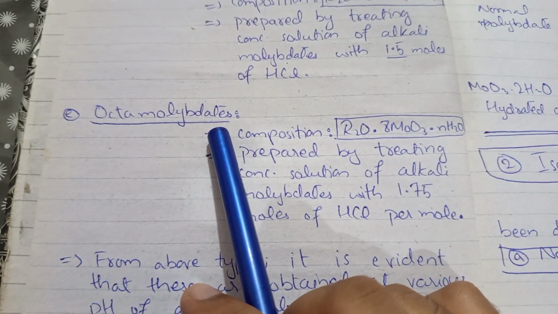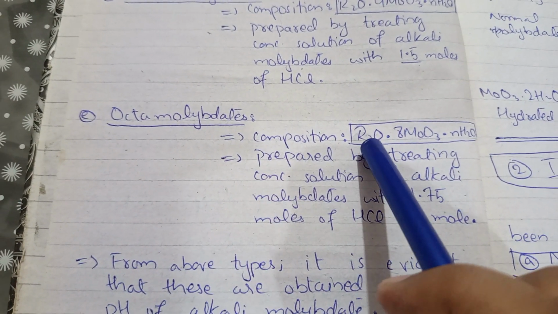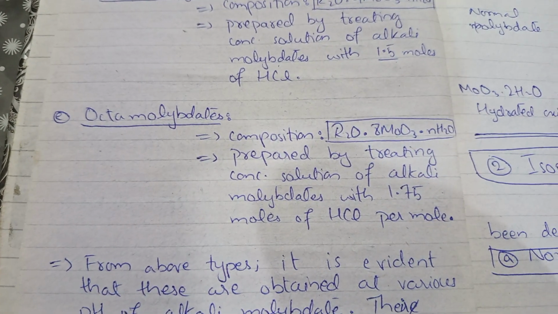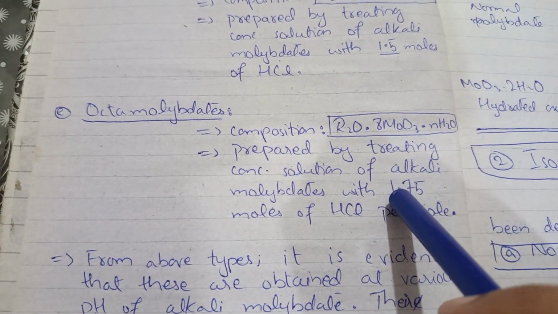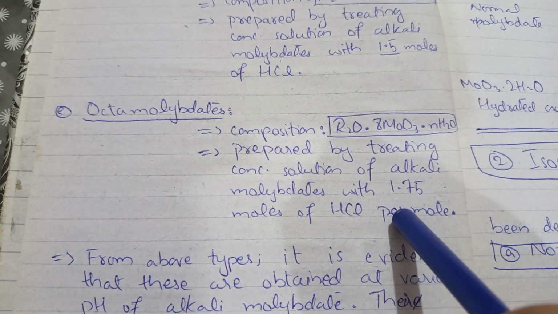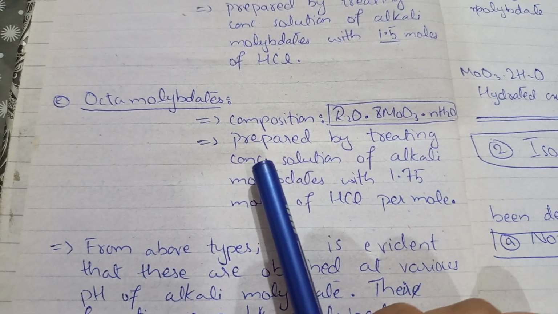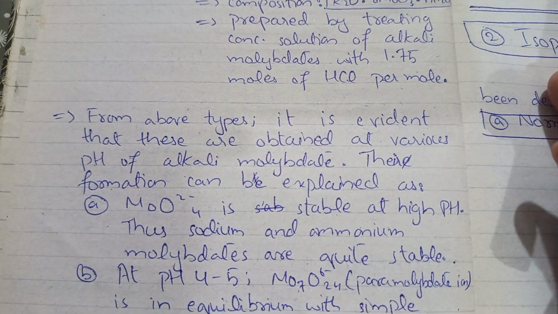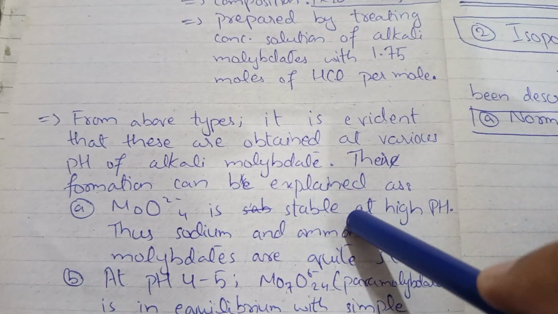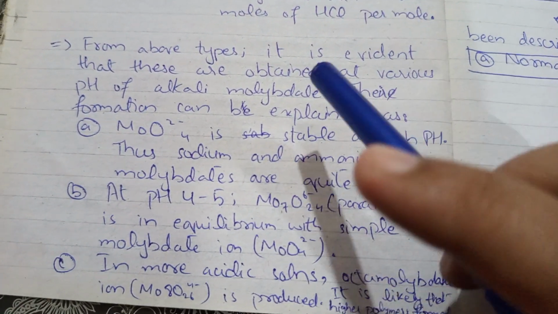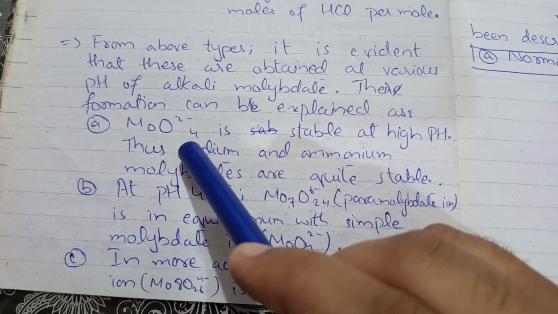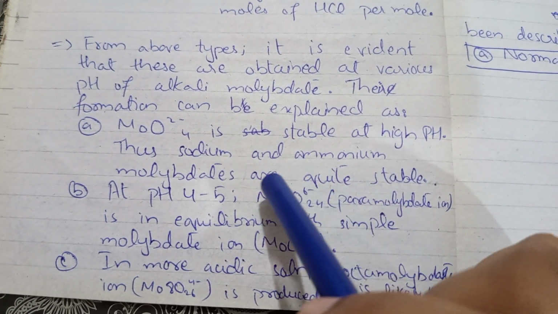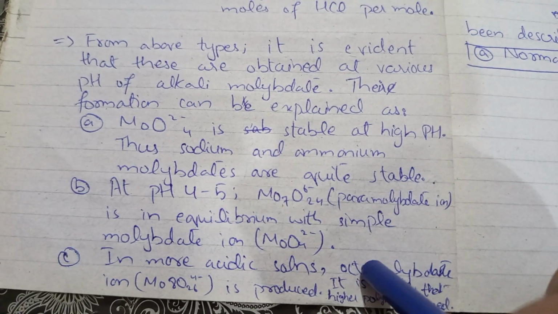And then we have octamolybdate. Its composition is R2O.8MoO3.nH2O, and it is prepared by treating concentrated solution of alkali molybdate with 1.75 moles of HCl per mole. So from the above types, it is evident that these are obtained at various pH of alkali molybdate. Their formation can be explained as: MoO4 2 minus is stable at high pH. The sodium and ammonium molybdates are quite stable, right?